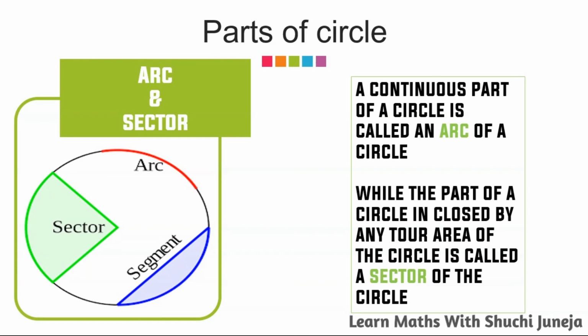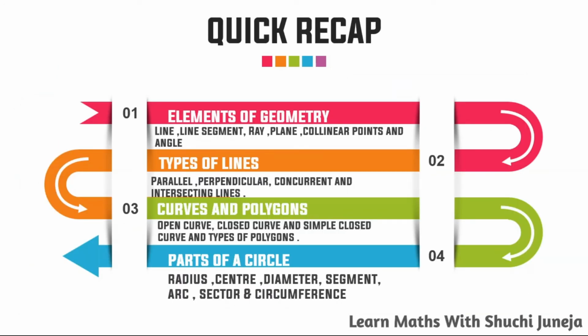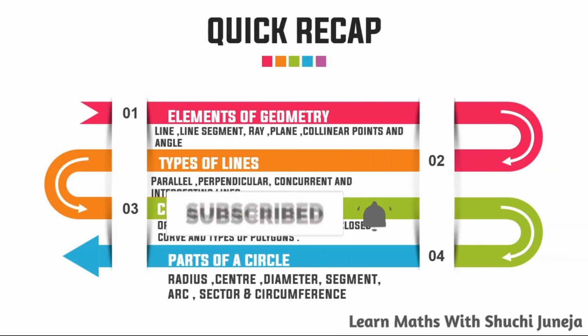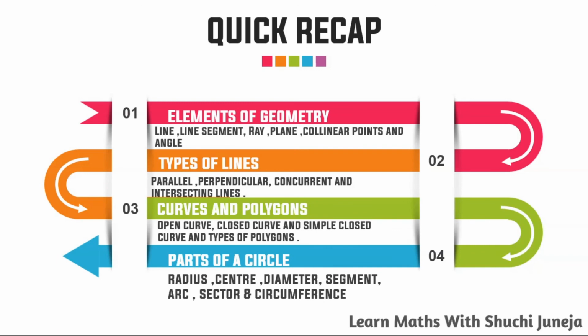Let's take a quick recap. What we studied in this chapter and what we have caught. I hope we all have caught the basic elements of geometry, that is line, line segment, ray, plane, etc. Then we studied different types of lines: parallel, perpendicular, concurrent and intersecting lines. Moving on, we dealt with curves and polygons, different types of curves and polygons, and last but not the least, we found what a circle means and what are the different parts of a circle.